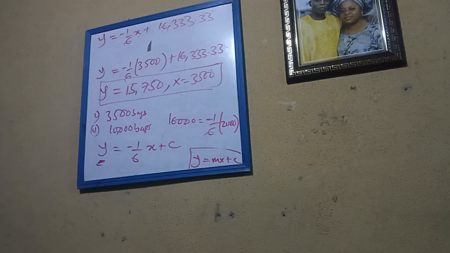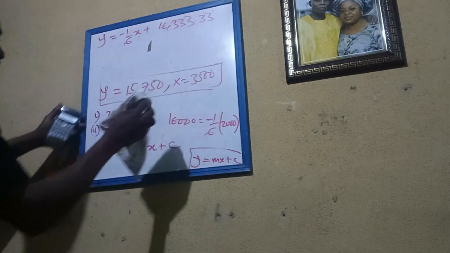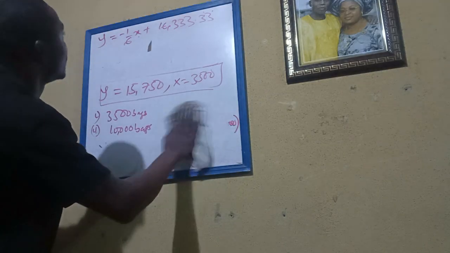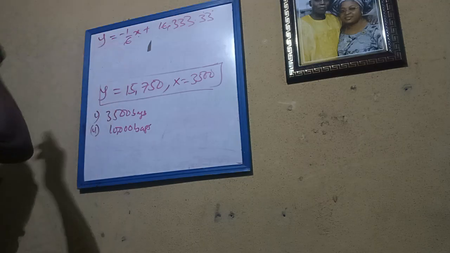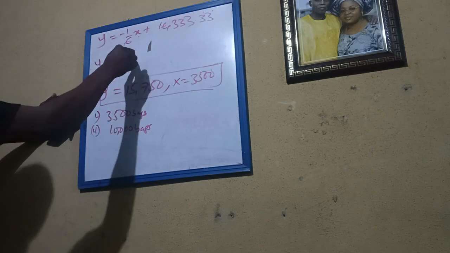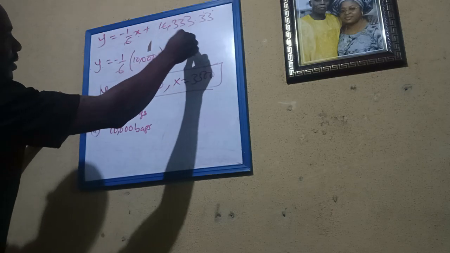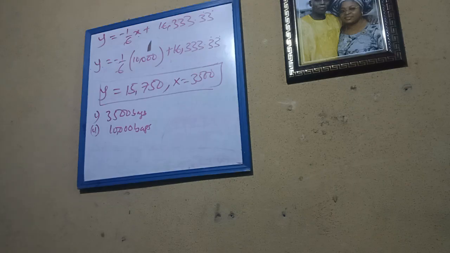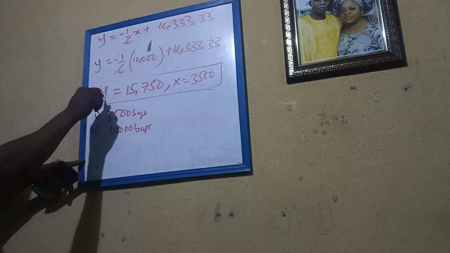Now let's quickly move ahead and look for a quantity that is 10,000 bags. So for the quantity that is 10,000 bags, I still apply this formula. I'm going to be having y is equal to minus 1 over 6 multiplied by 10,000 bags of rice plus 16,333.3333 recurring. Then let me look for the price at that point. This is the quantity and this is the price.